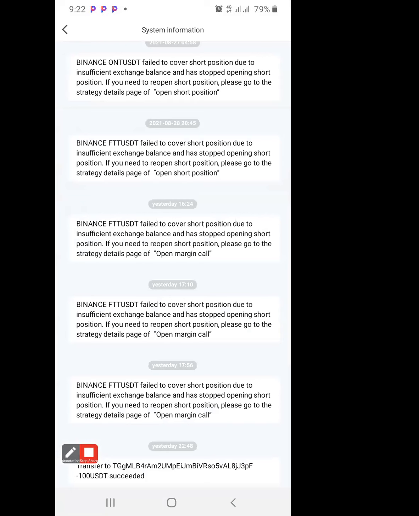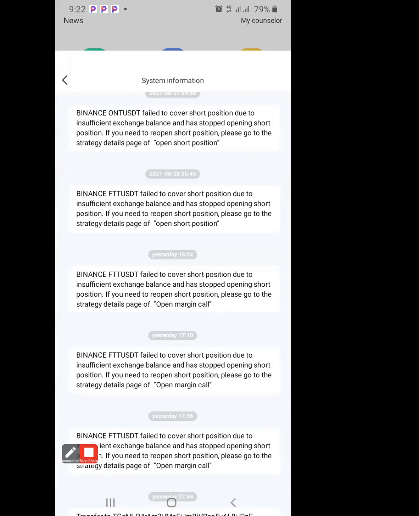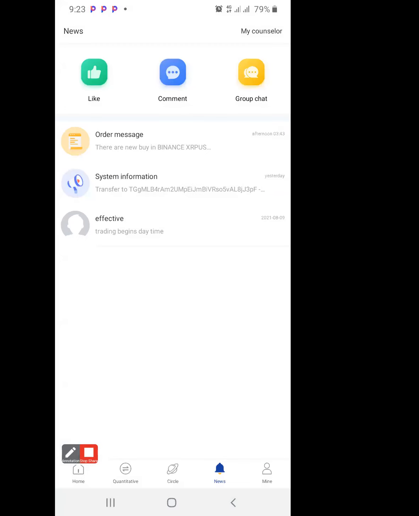For example, maybe your USDT is less than 10 or is very low, and it can't take a short position, it tells you it failed to cover short position due to insufficient exchange. Most times you can ignore it, but if you have extra cash, you can add to it so that you continue trading. Even if you ignore it, it will still find its way and still make profit for you and continue trading. So sometimes you can just ignore that message.